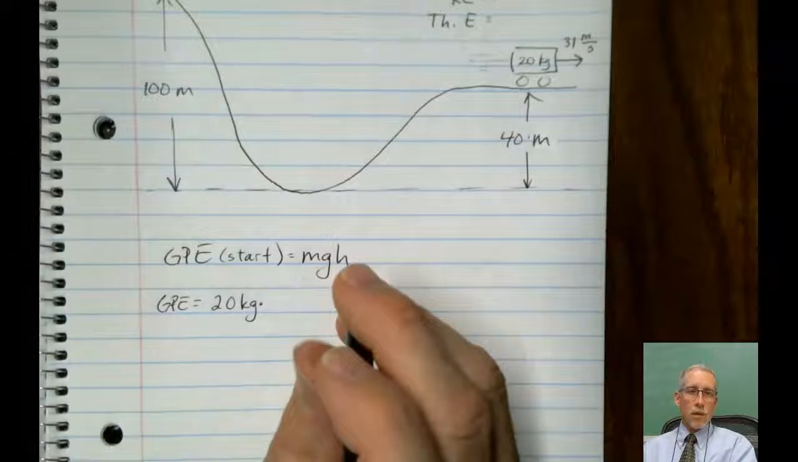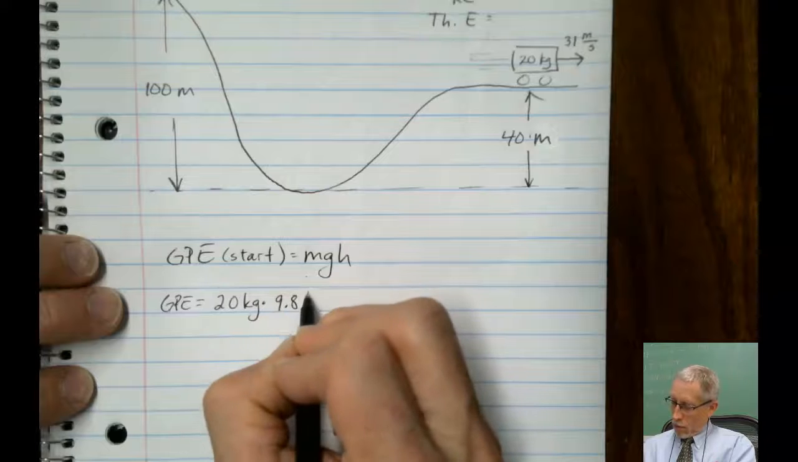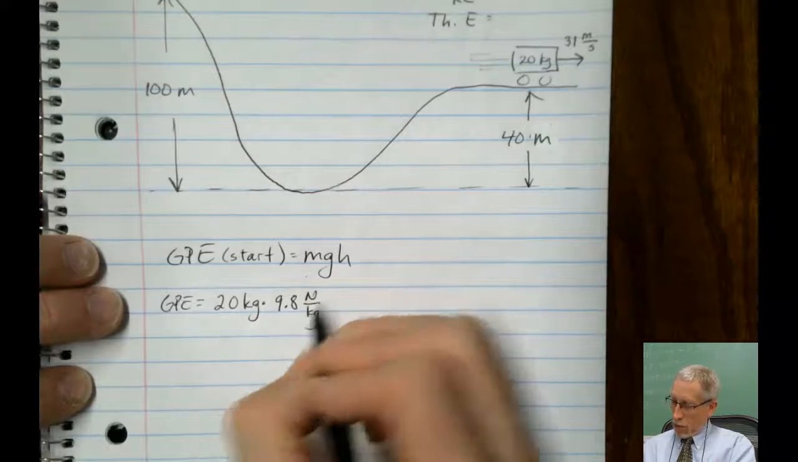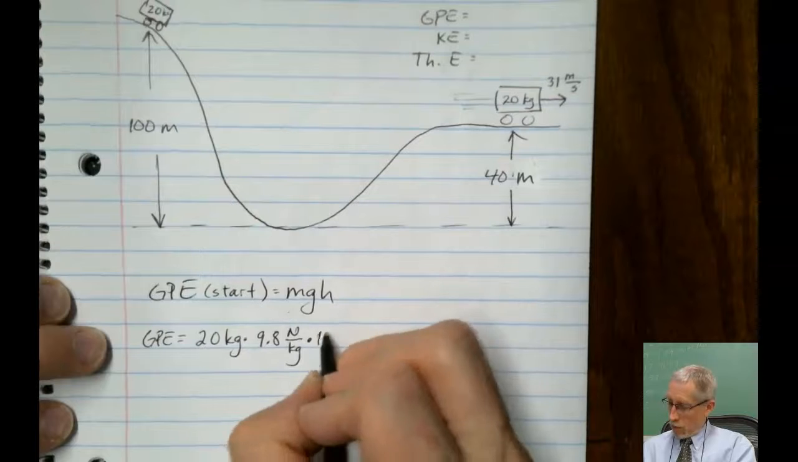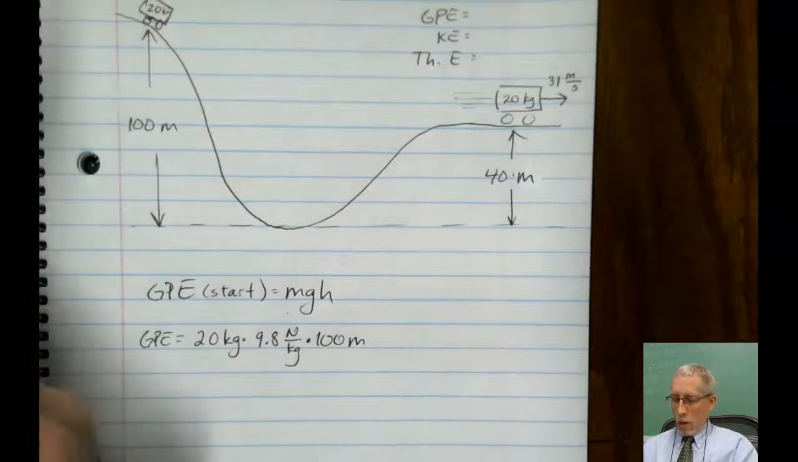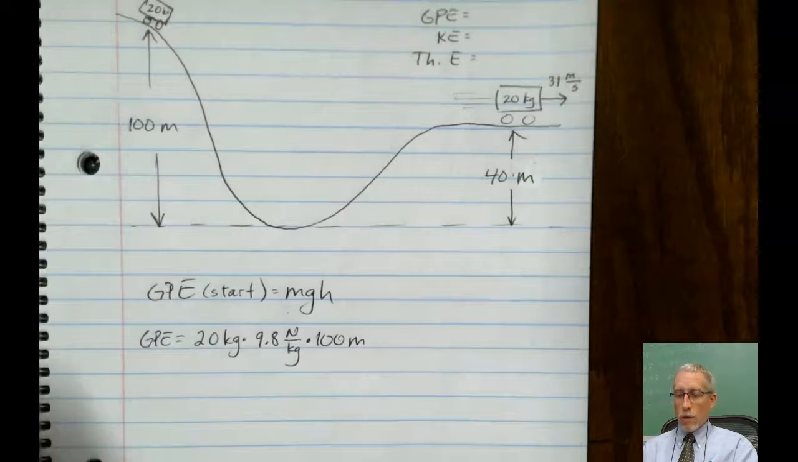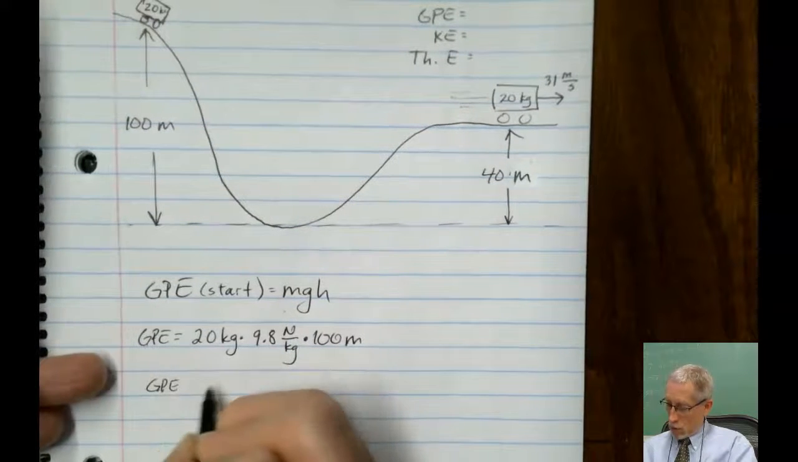Sometimes it'll be written in the text of the problem. G is 9.8 Newtons per kilogram, which is the best units to use for that. And the height at the beginning is 100 meters. And then we grab a calculator, and we multiply those three numbers, and we get 19,600 joules.